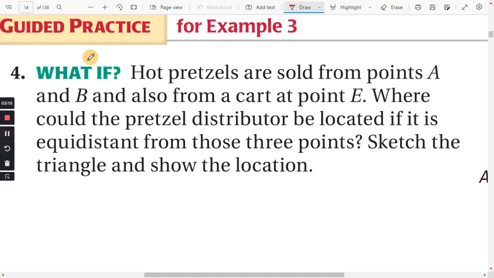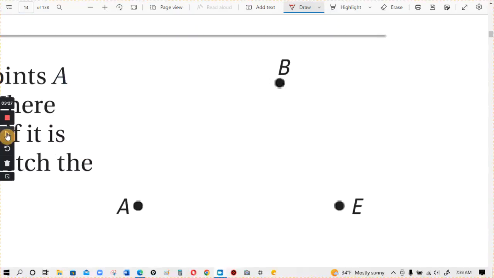All right, guided practice 4. Hot pretzels are sold from points A and B and also from a cart at point E. Where could the distributor be located if it's equidistant from those three points? Let's take a look. See if you can draw a rough sketch of a triangle at points A, B, and E. Draw in the perpendicular bisectors, and then you will see they're the same distance from all the vertices.